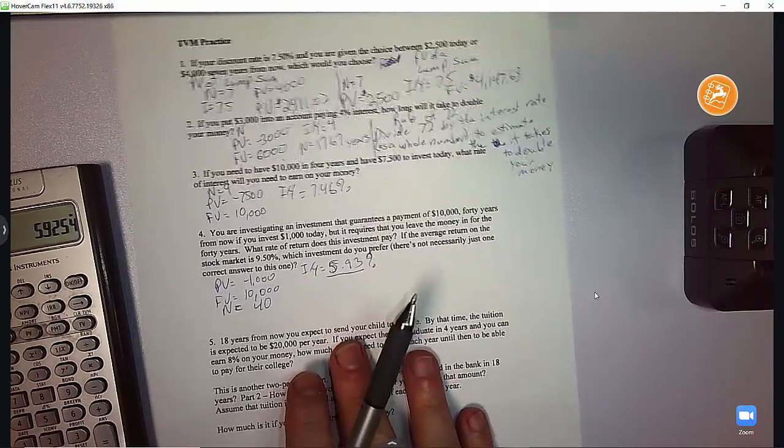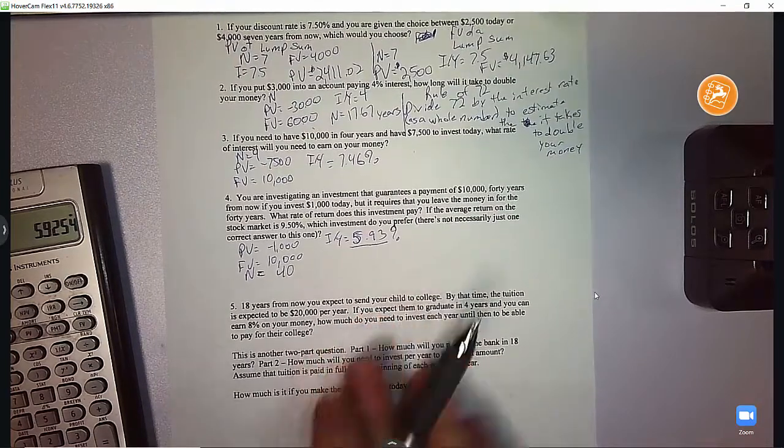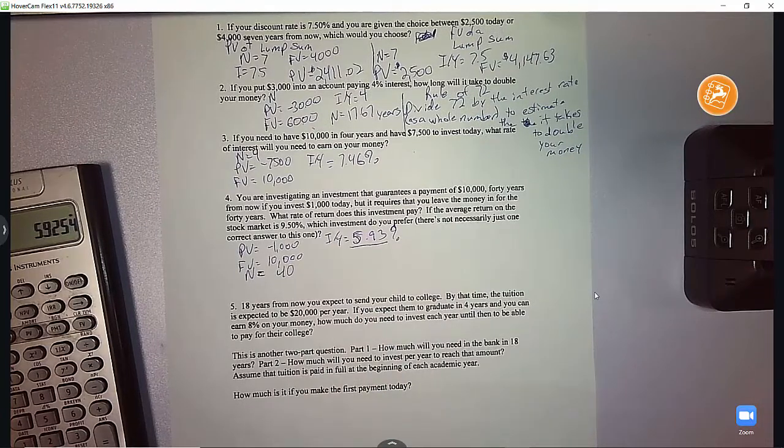The next question is a tough question. It's a two-parter. It says 18 years from now, you expect to send your child to college. By that time, the tuition is expected to be $20,000 per year. If you expect them to graduate in 4 years and you can earn 8% on your money, how much do you need to invest each year until then to be able to pay for their college? So part one, how much will you need in the bank in 18 years? Okay, so we're going to assume that you're going to pay $20,000 per year at the beginning of each year.